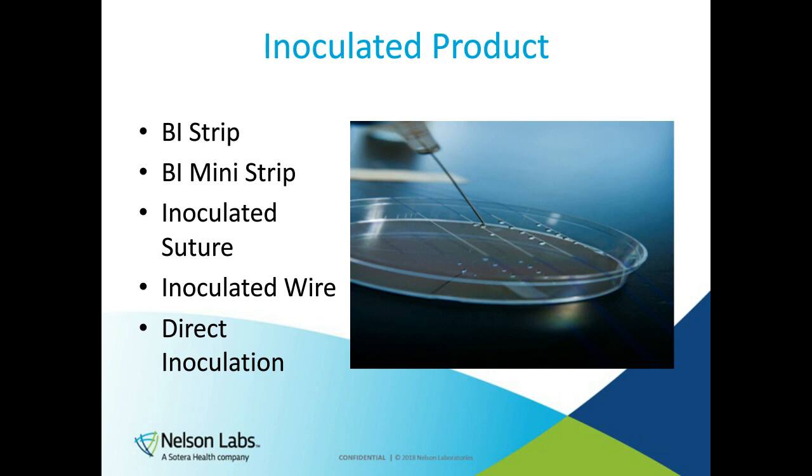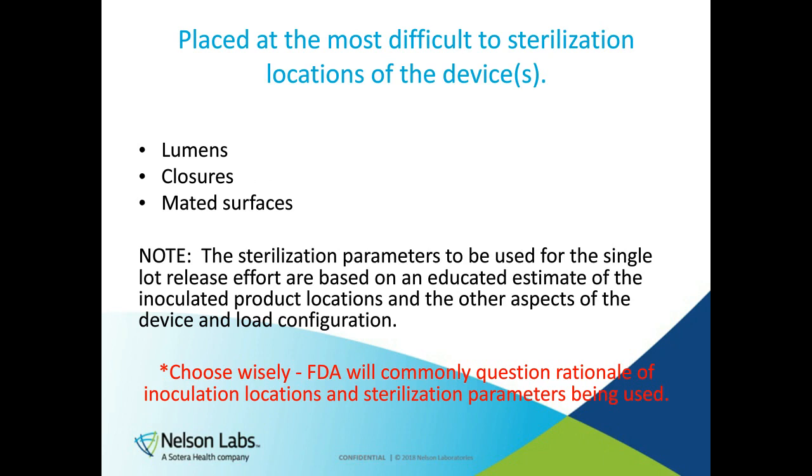When we place or add the inoculation locations to your devices, we consider the product's configuration. We consider the lumens, any closures, mated surfaces, and understand that with inoculated product, with there not being any type of cycle development data to support which site may be more difficult to sterilize than another, we must inoculate multiple locations if there are locations in question as a challenge to EO sterilization. So we'll not just choose one potentially, but we may choose multiple locations on the devices.